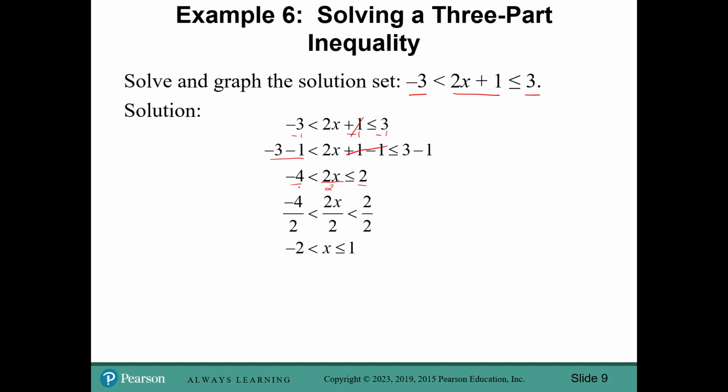I'm going to divide by 2. But I have to do it on all three pieces. So here I have negative 4 divided by 2 simplifies down to negative 2. 2 divided by 2, the 2's cancel itself out, simplifies down to x. 2 divided by 2 equals 1. And that is where that 1 comes from there. So our solution here is negative 2 is less than x is less than or equal to 1.